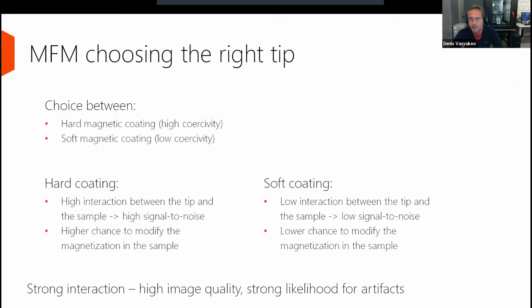So in certain samples, you will see some artifacts that are caused by the tip. If you start seeing these artifacts, then either you should lift your tip a little bit higher to decrease this interaction, though of course you will lose XY resolution doing that. Or if you don't want to lose your XY resolution, then you change to a tip with a soft coating. Soft coating means low interaction between the tip and the sample and a lower signal to noise, so the image quality will be less, but at least you will not see the artifacts that are caused by the hard coating tips.